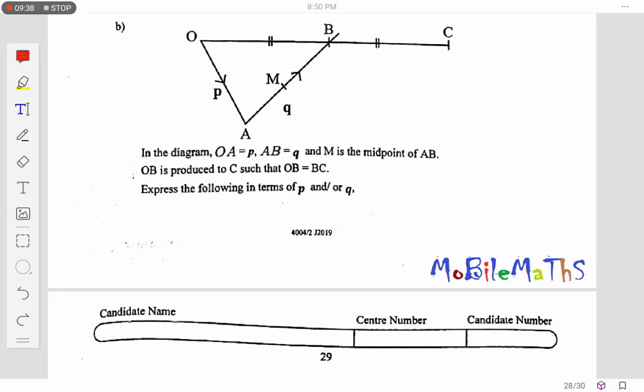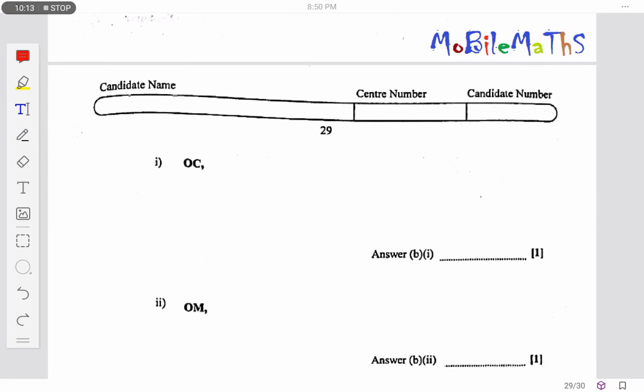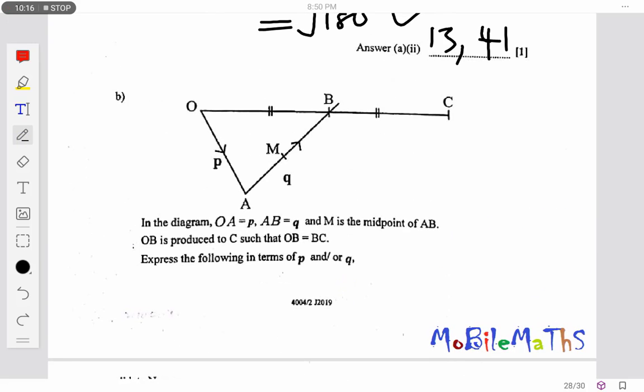Now we are on vectors then. Okay, we have this diagram. OA is equal to P, AB is equal to Q, and M is the midpoint of AB. That is very, very important there. Then OB is produced to C, such that OB is equal to BC. Okay, that's why we have this. Then the last part, okay, now it's a question. Express the following in terms of P and Q. Let's see the following. We want to find OC. Where is our OC? OC is this one, like that.